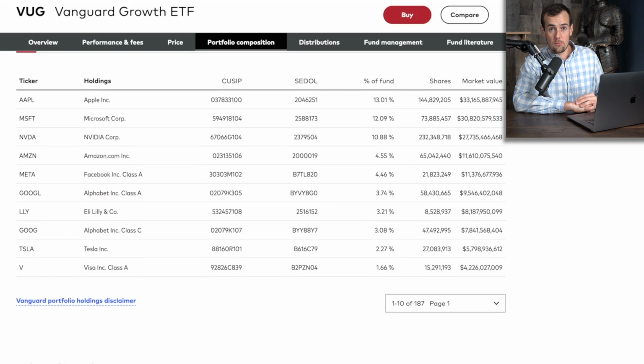But you will notice some different company names listed here in the top 10. For example, Visa as well as Tesla, and that's because these are deemed growth stocks. And some of the other components of VOO or VTI, for example, although they are extremely large companies, they may not be considered to be growth stocks, so those are excluded from this fund.